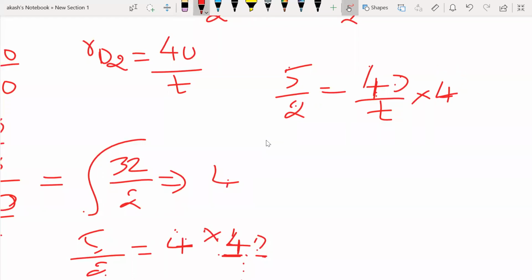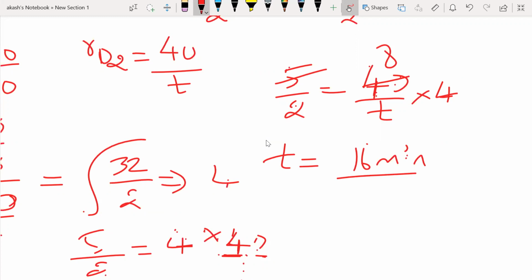Right. So I think this will go 8 times. So now t would be 8 into 4, which is 32. 32 divided by 2. Yeah, 16 minutes. Yeah, that's the answer. Yeah, cool.